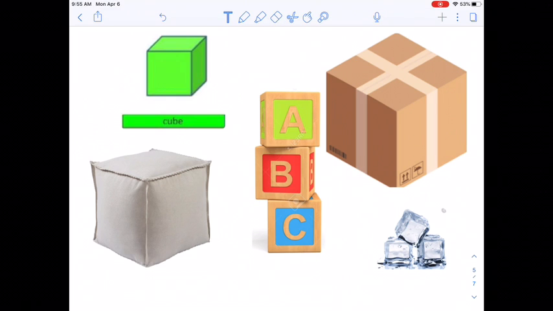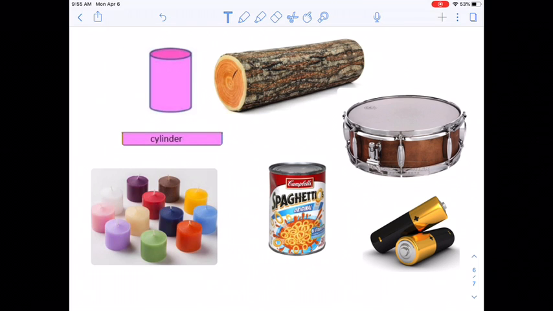We have one more to look at. Do you remember what shape we haven't looked at yet? We haven't looked at a cylinder yet. A cylinder has two faces that are circles. It has no edges and no vertices. And all of these pictures are in the shape of a cylinder. But they don't all look exactly the same. They're different colors. Some of them are short, like the drum. Some of them are tall and skinny, like the batteries. The log is laying on its side, but they're all cylinders.